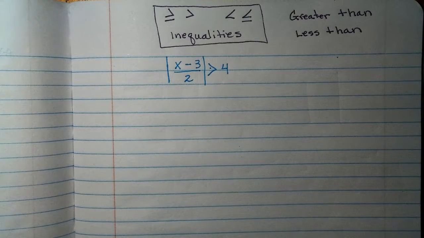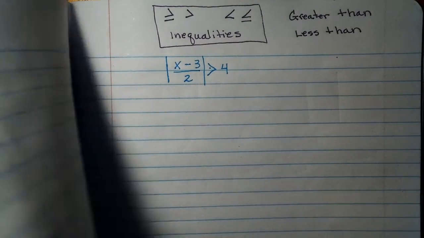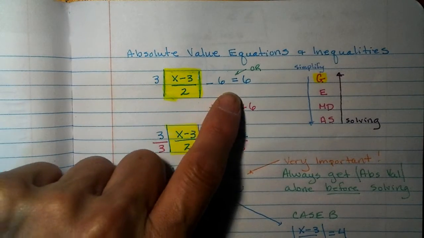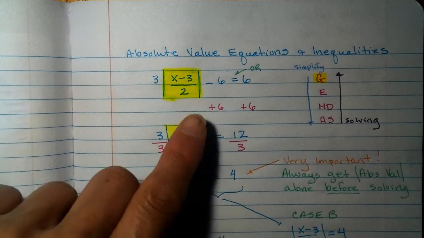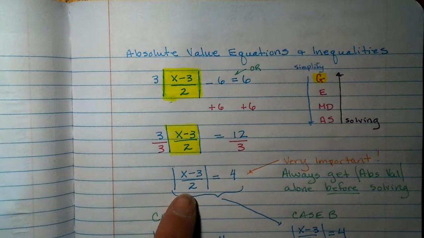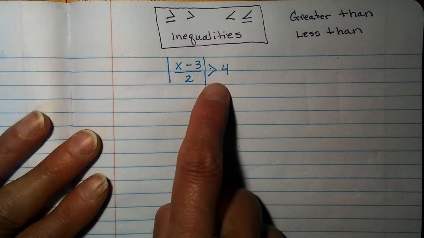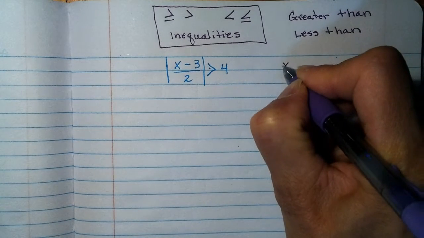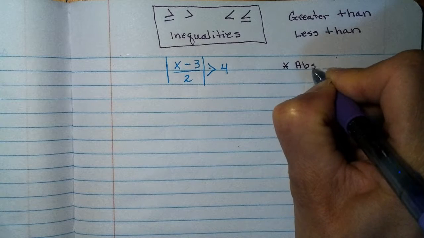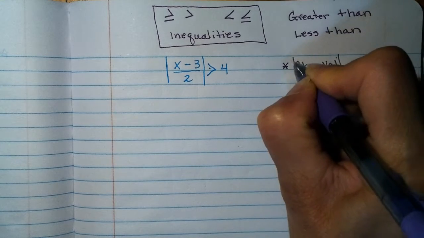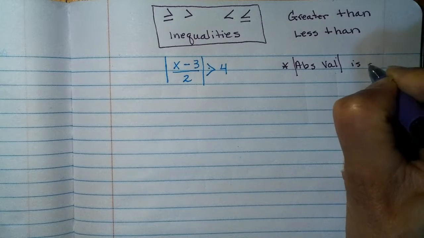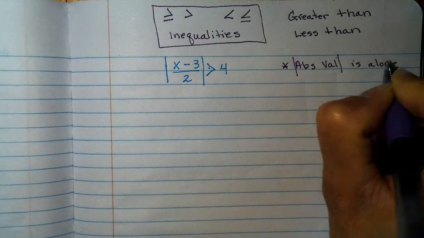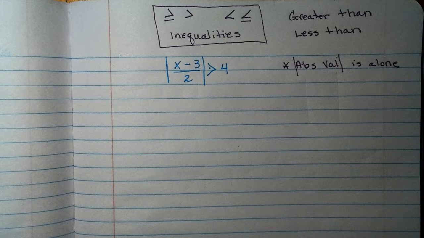In the previous video, we looked at an absolute value equality that had a lot going on. So in this video, I'm just going to take it from when we got the absolute value by itself, and we're going to look at it as an inequality. So the first thing that we need to make sure is that the absolute value is alone. So the absolute value has to be alone. So once I know that, then I can go ahead and start thinking about solving for x.